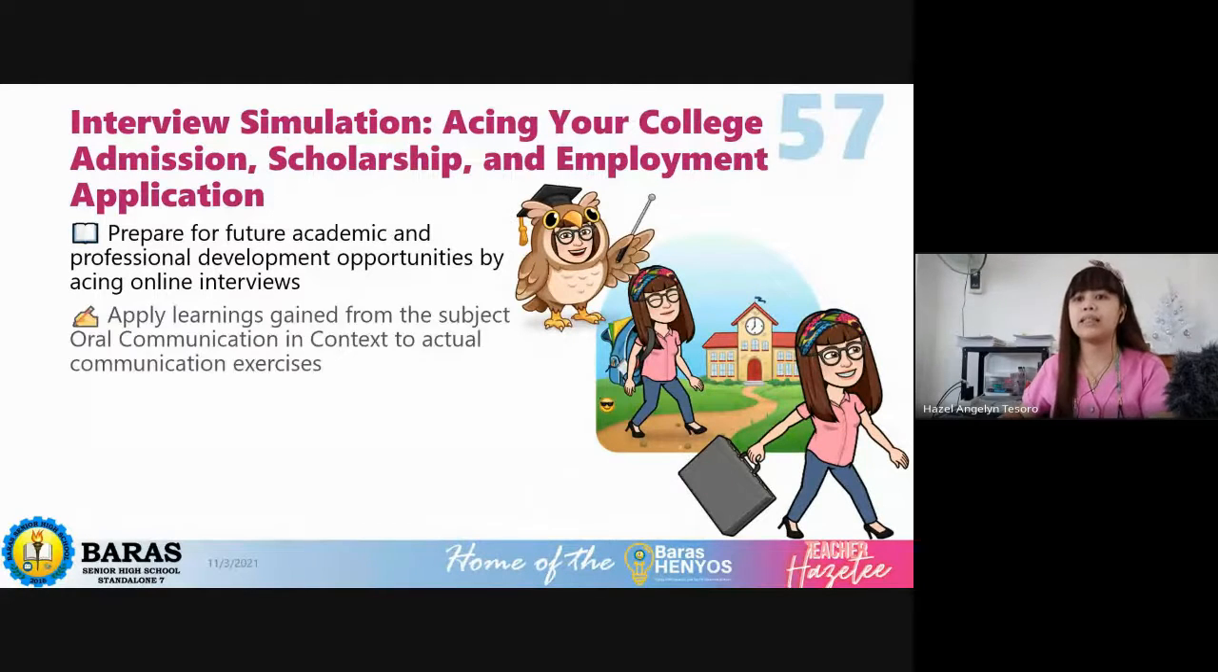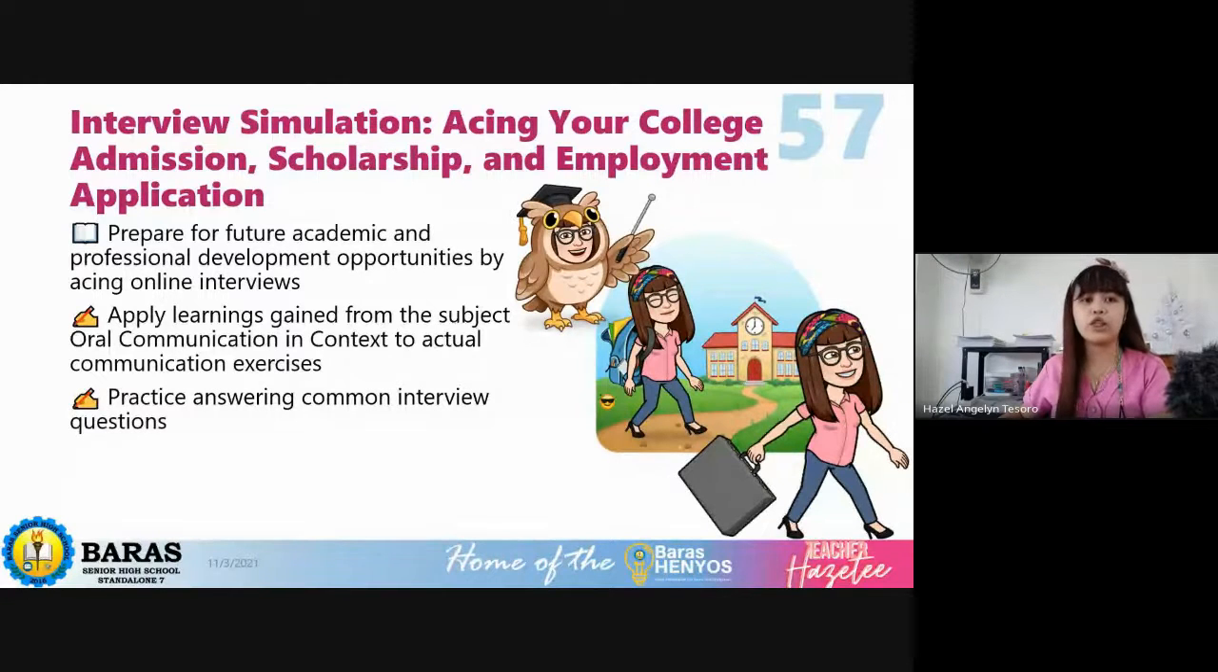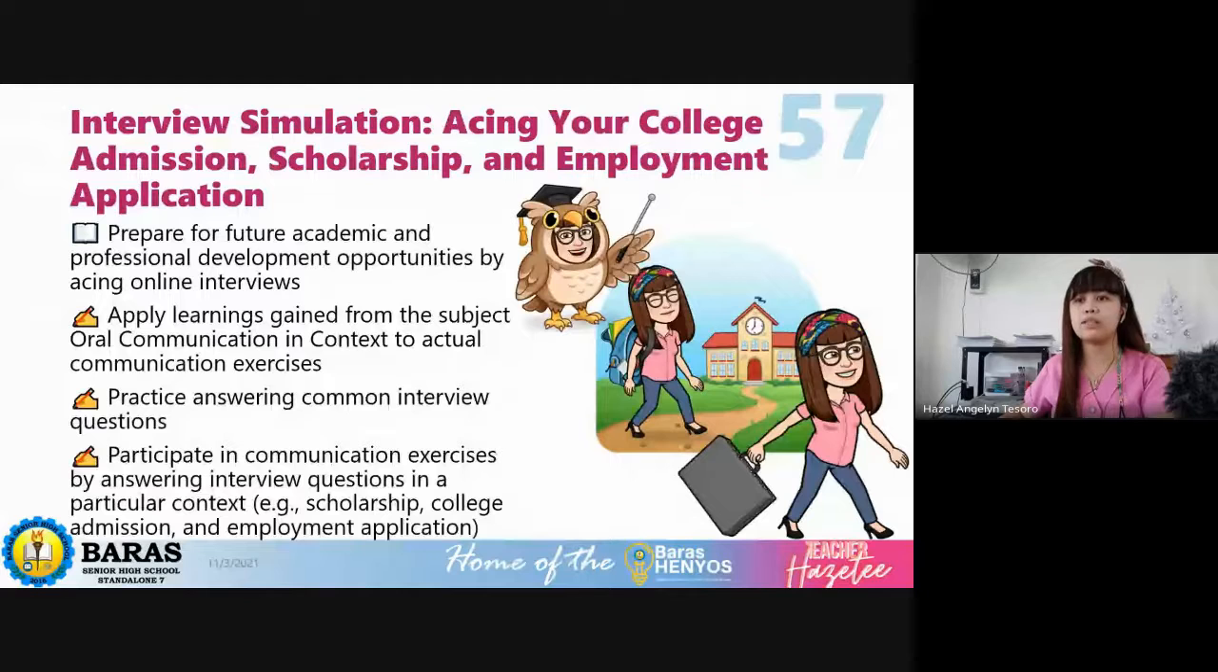Okay. And then, apply the learnings gained from the subject to actual communication exercises, practice answering common interview questions, and participate in communicative exercises by answering interview questions in a particular context, and that is scholarship, college admission, and employment application. So, there you have it.